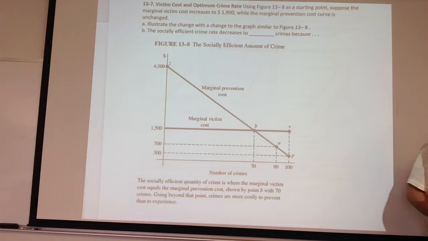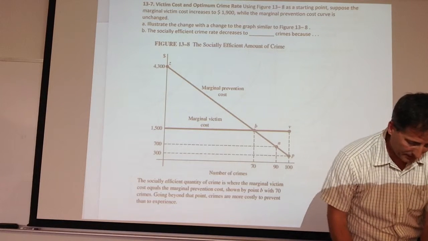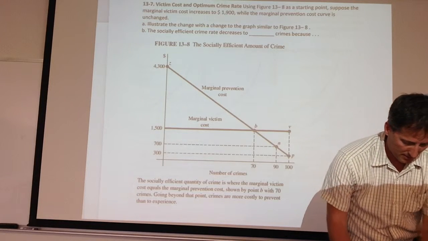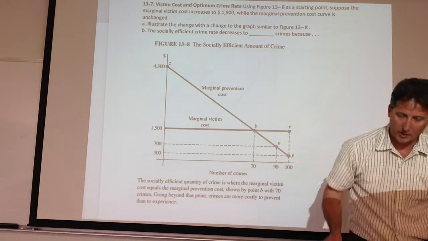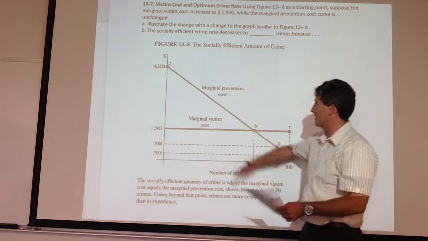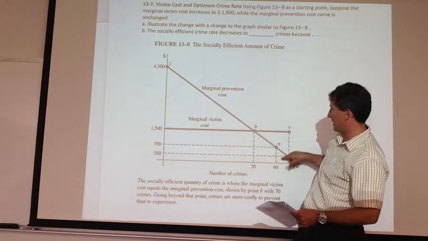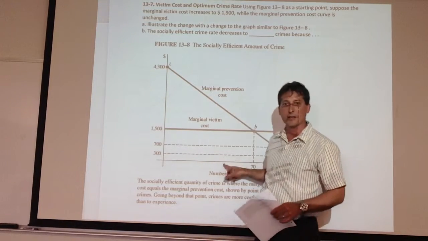What did you get for an answer? 60. 60, good. So a little bit of slope, rise over run to get 60. We bring this up, we've got the slope of the line. You can calculate it, and it ends up being 60.